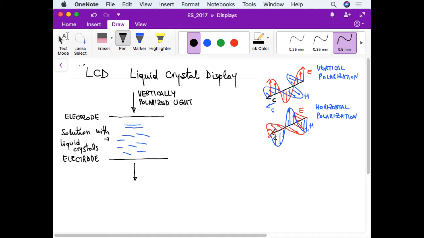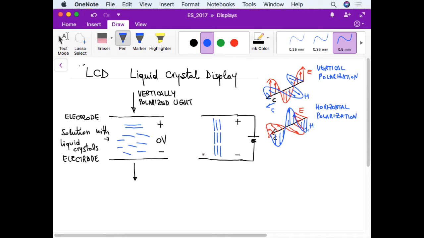And then you have light passing through. Now we see what happens to the polarization if we apply a voltage. Let me conclude. This is what happens if you apply zero voltage between these two electrodes. If you apply a voltage between the two electrodes, these liquid crystals align, let's say, in this situation, in this vertical direction.